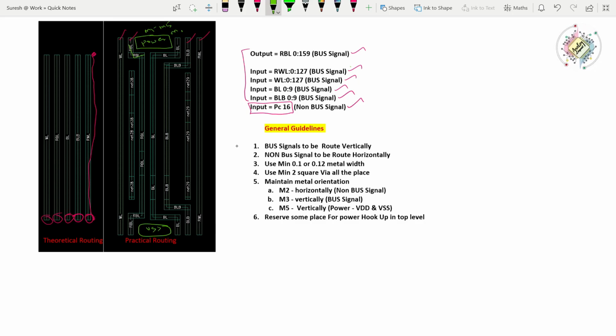Maybe by using this image you may not be able to understand this very clearly, but in the practical layout this will be very easy to understand. Let me show that in a few seconds.